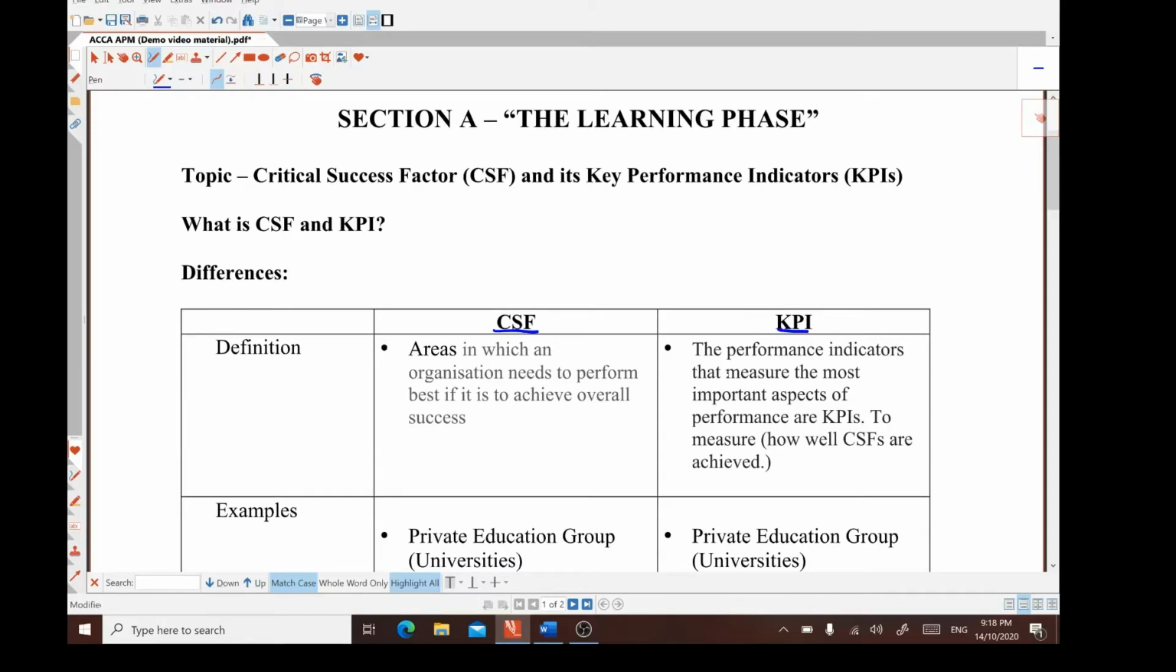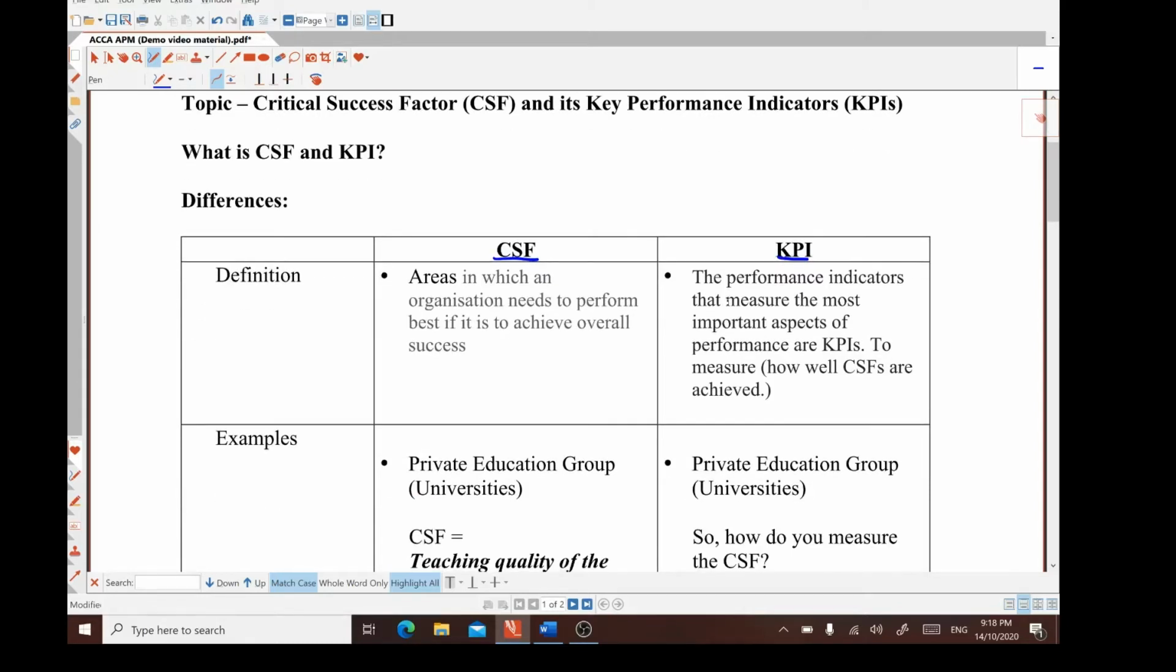In most of the ACCA APM exam questions, candidates will see KPIs, financial or non-financial, and we are required to match them or apply them back into the case. So let us start looking at what this critical success factor is. It is the areas in which an organization needs to perform best if it is to achieve overall success.